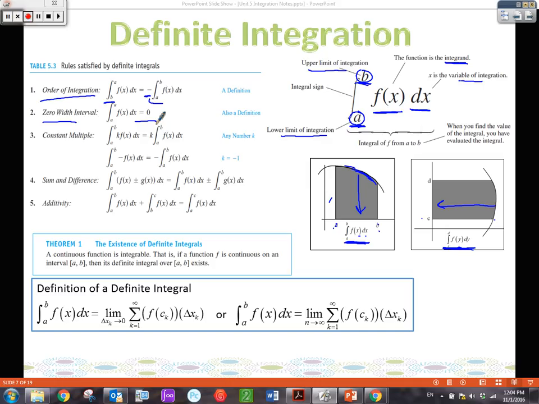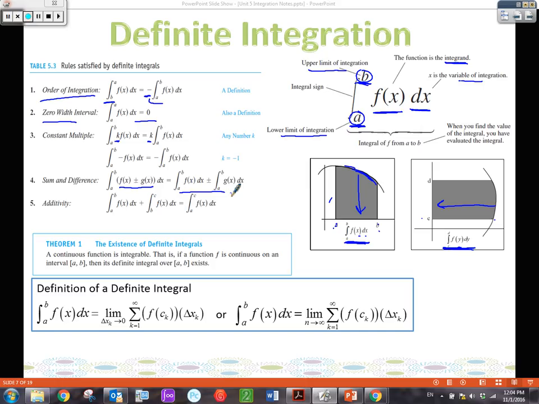Numbers 3 and 4 are ones we've talked about already. We certainly can take the constant, pull it on the outside, then integrate and then apply the constant. Or on number 4, we are allowed to split it by addition and subtraction. That's an okay thing to do. So we've talked about that previously.